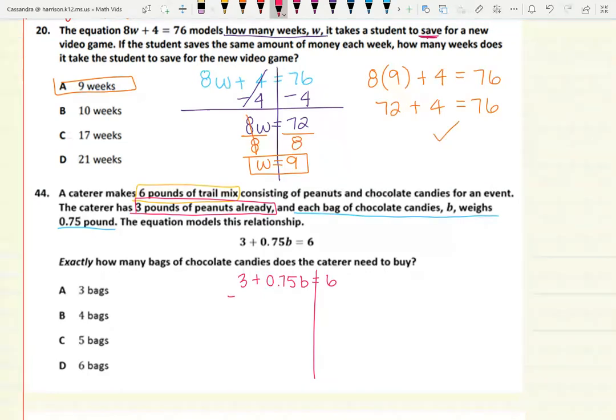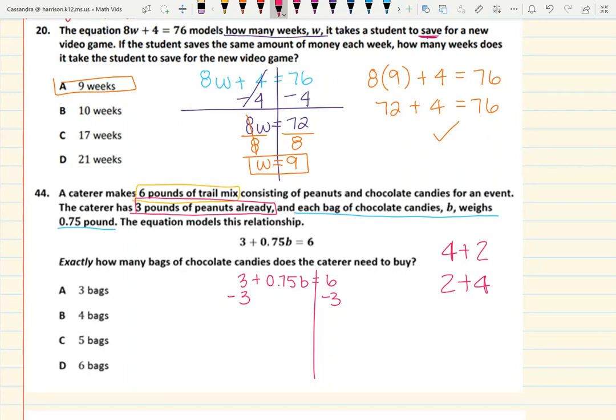So let's subtract our constant. Don't freak out that the constant came first in this problem. It doesn't matter, just like it doesn't matter that 4 plus 2 is the same thing as 2 plus 4. It doesn't matter if you do 3 plus 0.75b or 0.75b plus 3. Some of my students even take the time to rewrite the equation in this way because they like for the constant to be right before the equal sign, but we'll get the same answer either way.